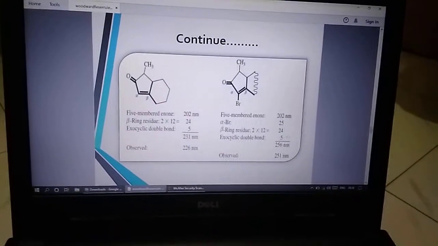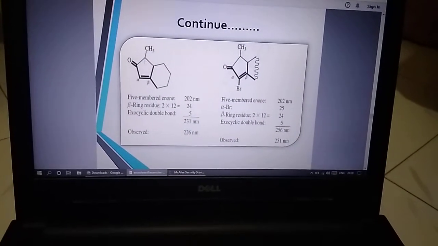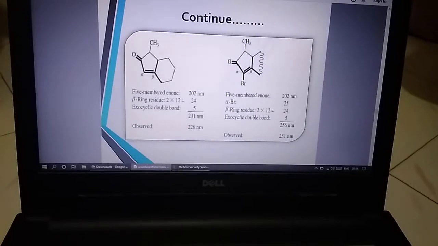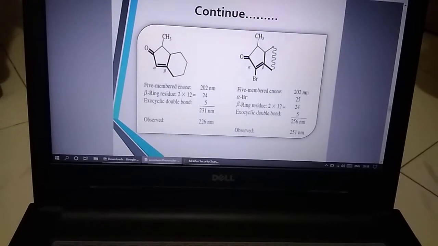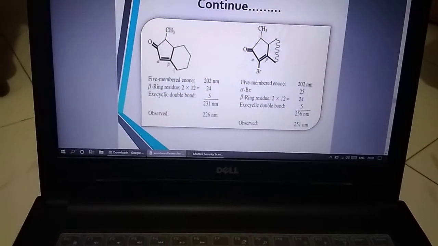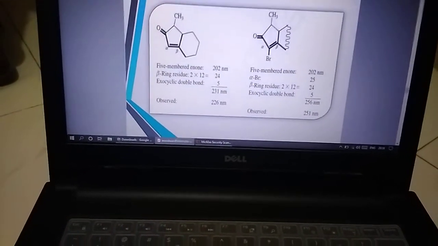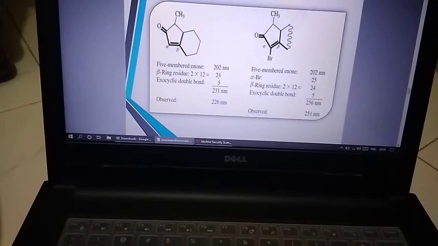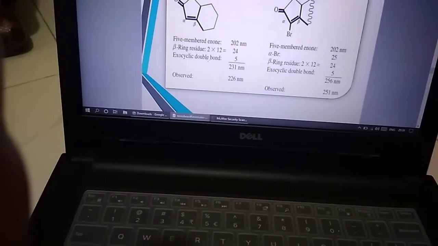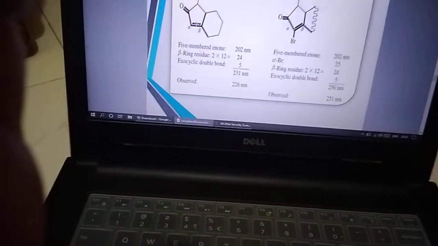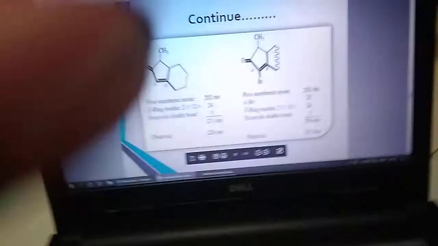And next, another example, that is a 5-membered enone. This is a 5-membered enone, which has the base value 202. And this is the beta ring residue, isn't it? So beta ring residue, that is 2 into 12. Why? Because here is 1, here is 1, and here is also another 1. So total 24, isn't it? This is one ring residue and this is another ring residue, and exocyclic double bond. This double bond will be considered as exocyclic for this ring structure. So total 231 nanometers.